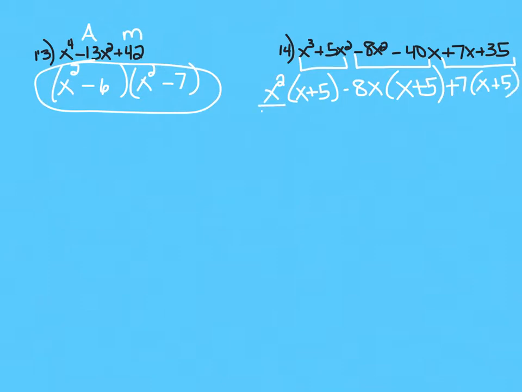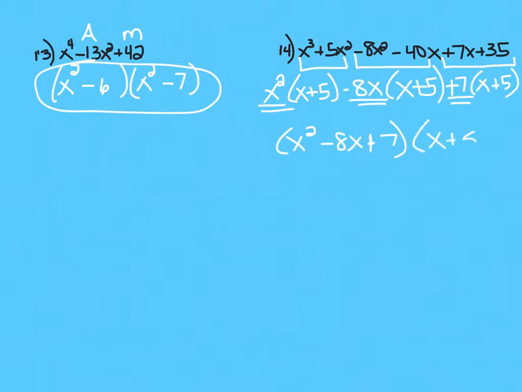Now I'm going to take what's on the outside of my parentheses and group those together. That gives me x squared minus 8x plus 7, and I'm going to bring down that common binomial factor of x plus 5.